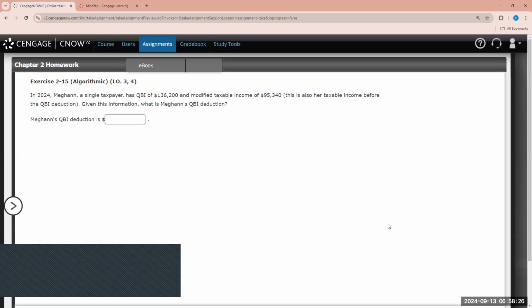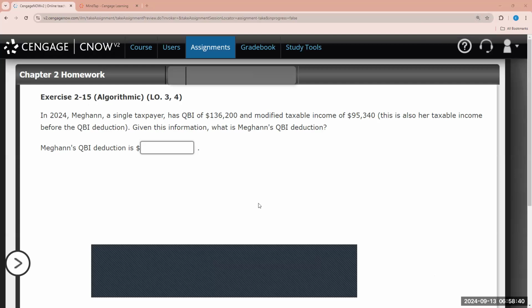So now we have an example where we actually need to do some calculating. We need to confirm how much the QBI deduction would be. Here it's asking for Megan's QBI deduction. It states that in 2024, Megan, a single taxpayer, has QBI of 136,200 and modified taxable income of 95,340. This is also her taxable income before the QBI deduction. Given this information, what is Megan's QBI deduction?